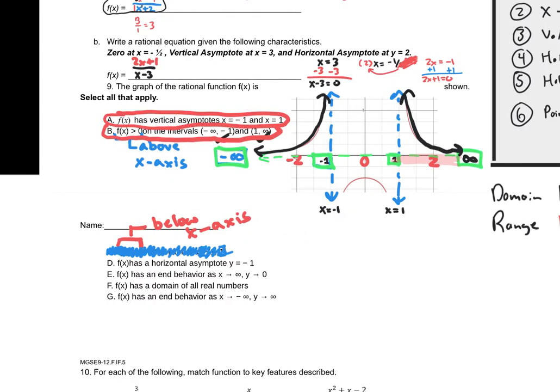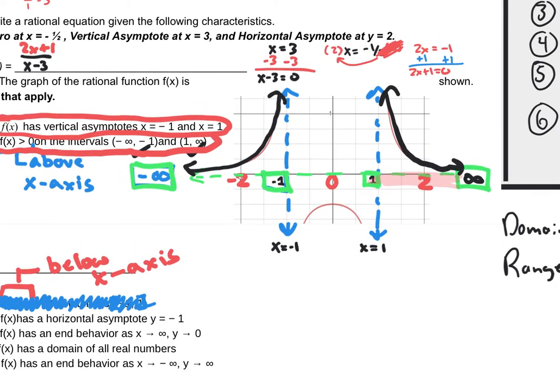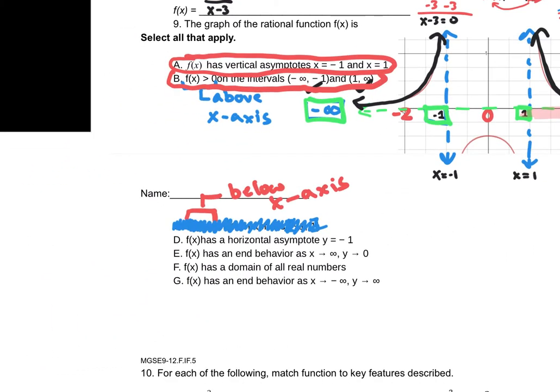So let's start working on answer D. So f of x has a horizontal asymptote at y equals -1. Guys, that should be pretty apparent. Is this horizontal asymptote right here -1? No, it's not. So that is definitely false. We're going to mark that out.